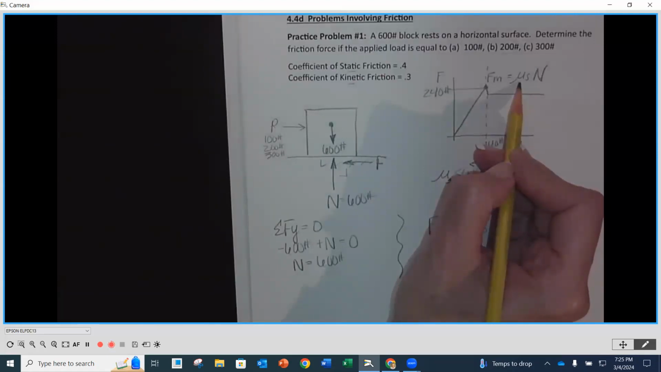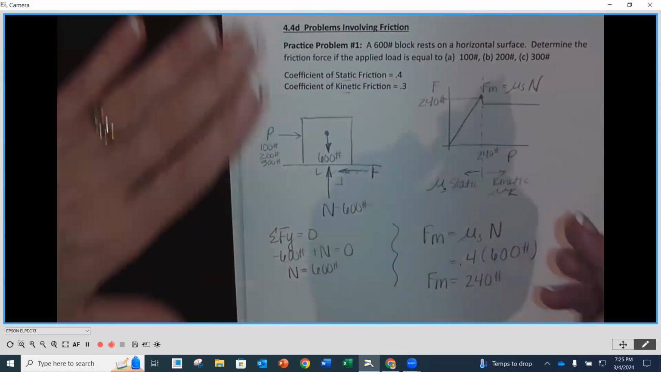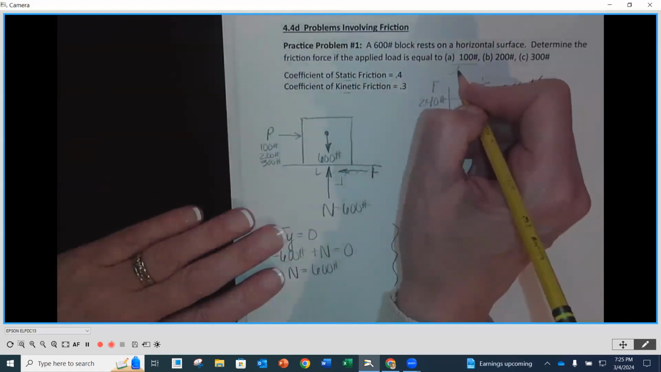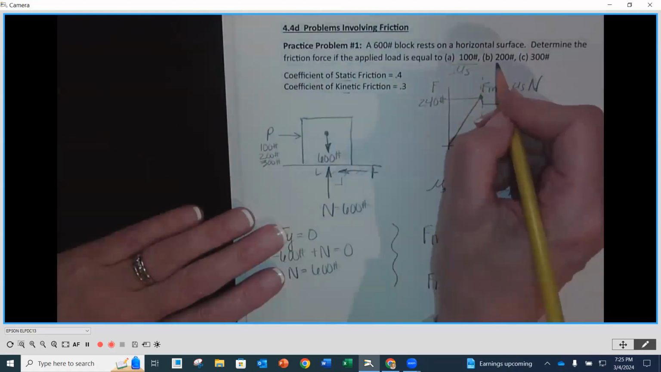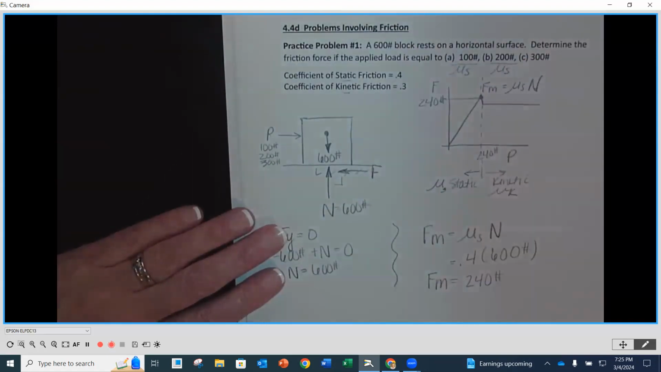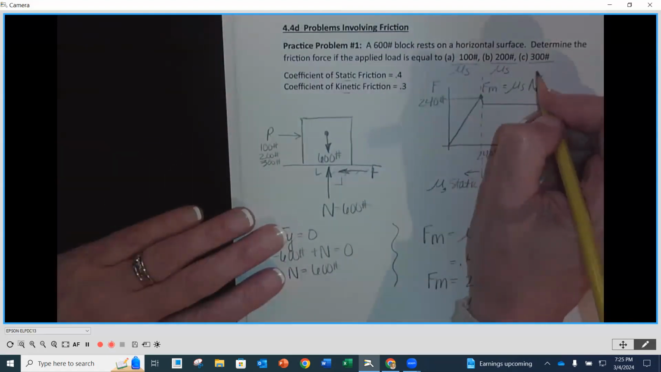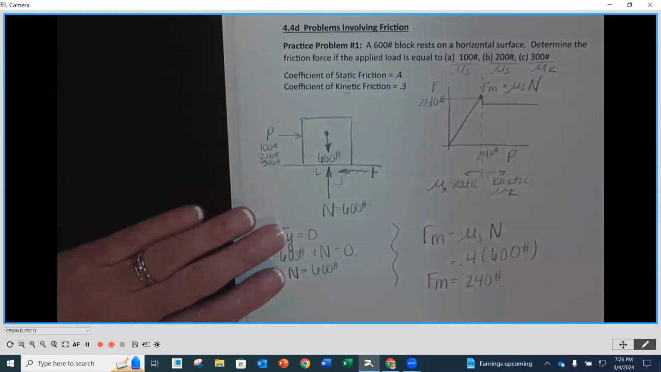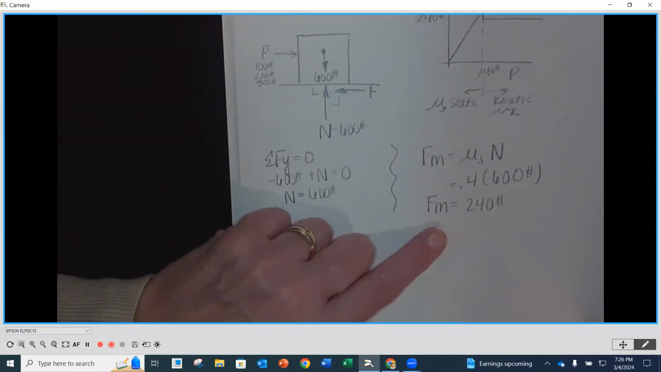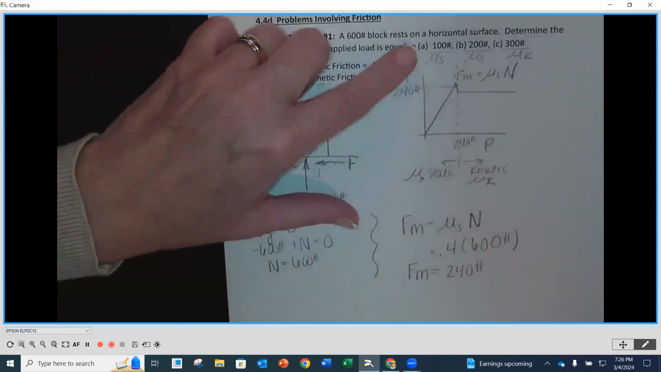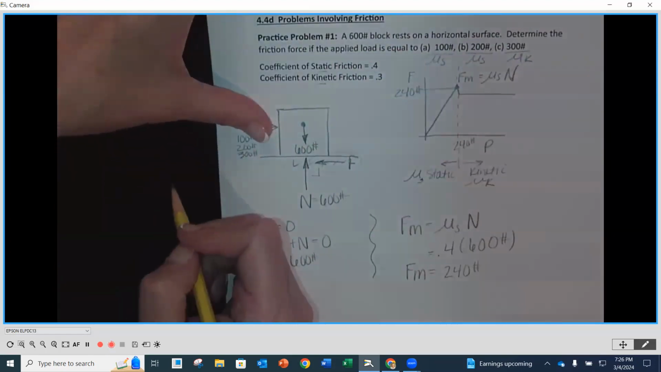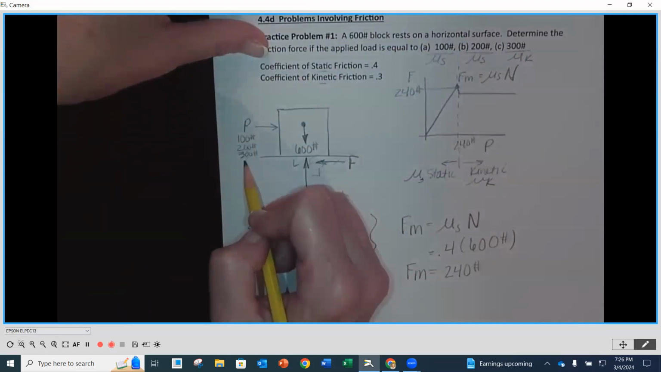So now anything below 240 means that we're not moving. So we're going to calculate our friction force for 100 using our static coefficient. For 200 will be our static coefficient. But now, because 300 is over the 240, we're going to use the kinetic coefficient. So we first had to determine what our maximum friction force is. We needed our normal force. Now we can actually figure out what the friction force is, what this force is when we are in each one of these conditions. So our P is going to be equal to 100, then 200, then 300.